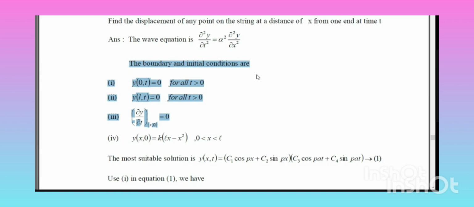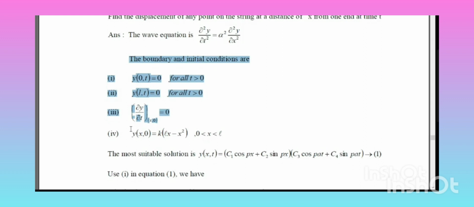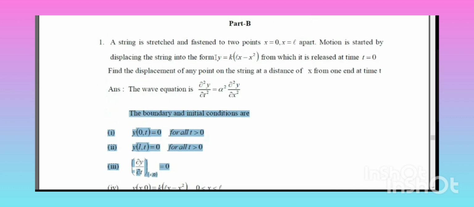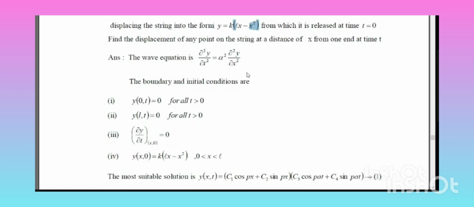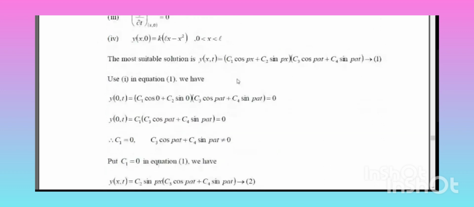Here velocity is not given. In this problem, velocity is not given. That's why we take ∂y/∂t, which is for velocity. Velocity is equal to ∂y/∂t. The velocity is not given, so ∂y/∂t = 0. But what is given in the problem is y(x, 0) = k(Lx − x²). That is given in the problem. The limit is 0 to L.